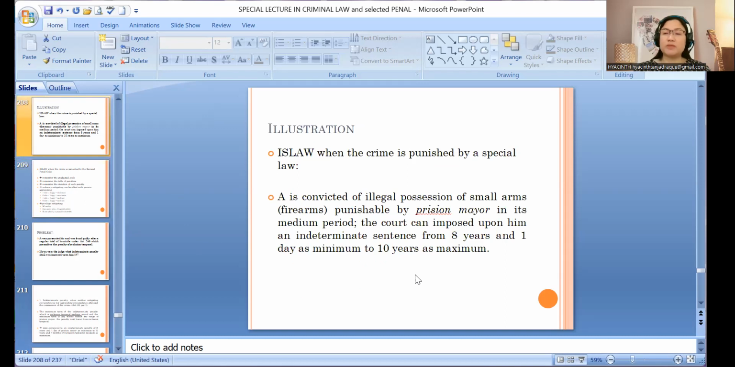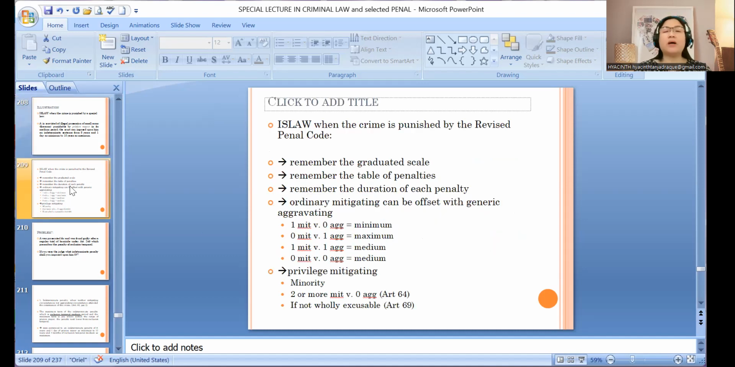So for as long as what the law says, for as long as the minimum is not less than the minimum and the maximum is not more than the maximum provided for by law. Same as saying that you can actually also impose upon him exactly the same penalty as provided for under the law. Now, how about if the convict is punished under the Revised Penal Code?